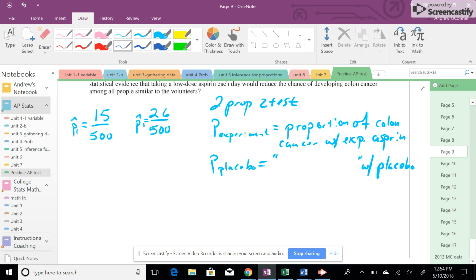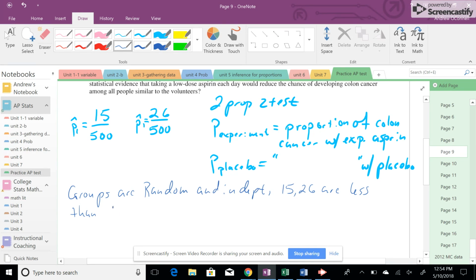For a 2-sample Z test, we have to say that the groups are random and independent, right? And if they aren't, you're assuming it. 15 and 26 are less than 10% of all potential colon cancer patients. Say that again? Actually, you're right. You called me out on that. That should really be 500. So it was 1,000, but you have to measure it for each sample. Each sample needs to be less than 10%. So 500 and 500, because in the future, you can't guarantee it's an even split.